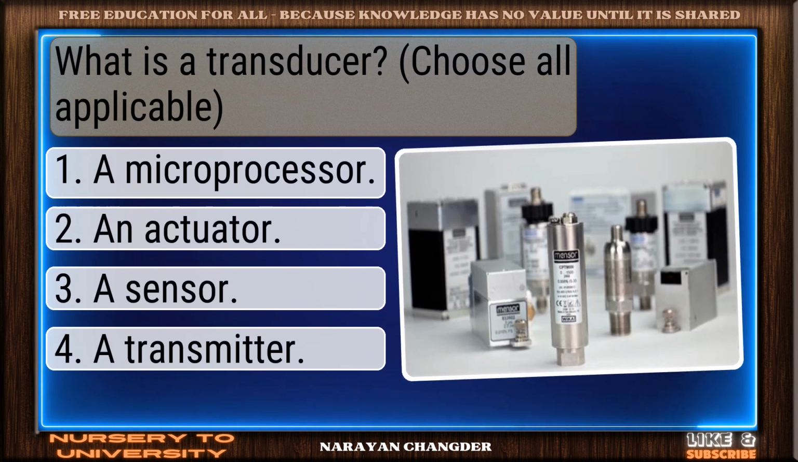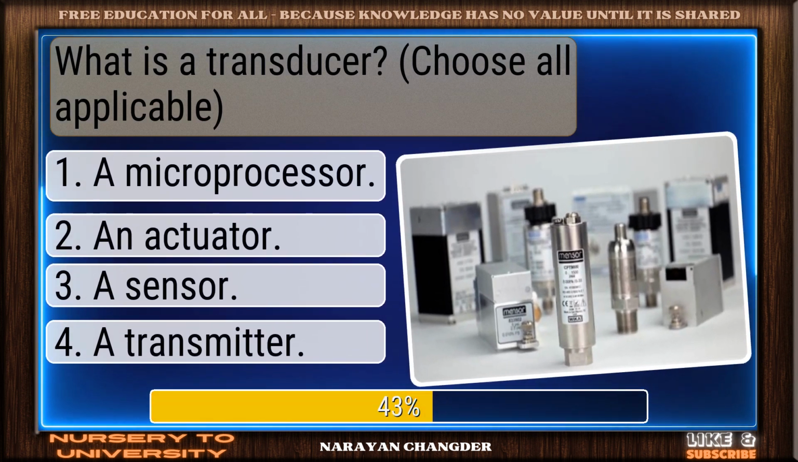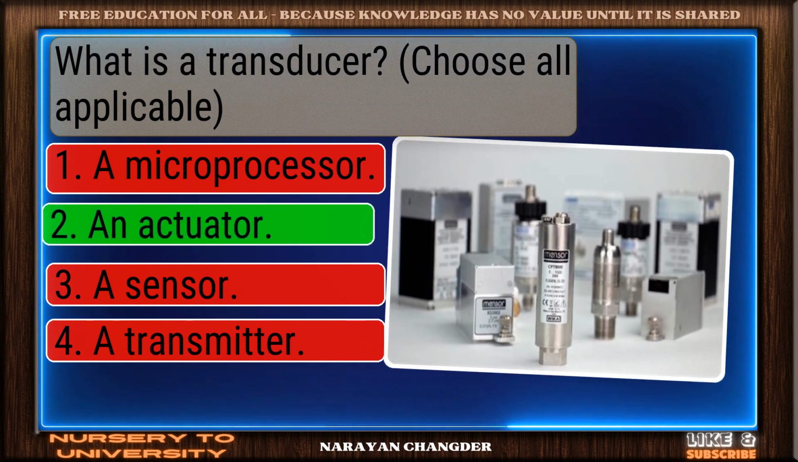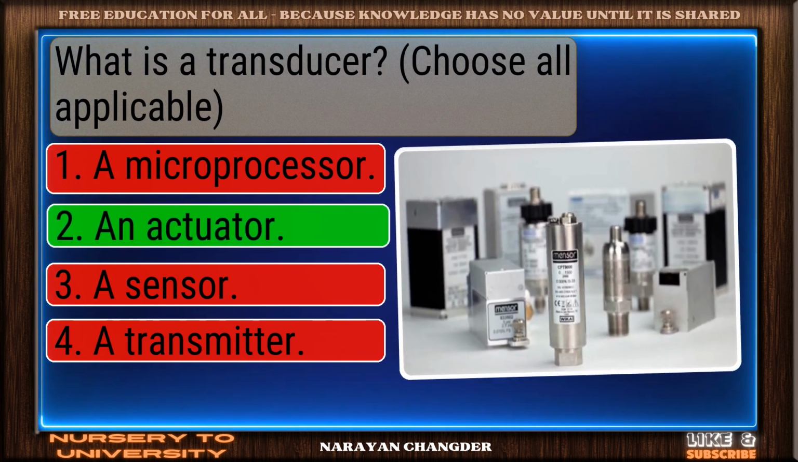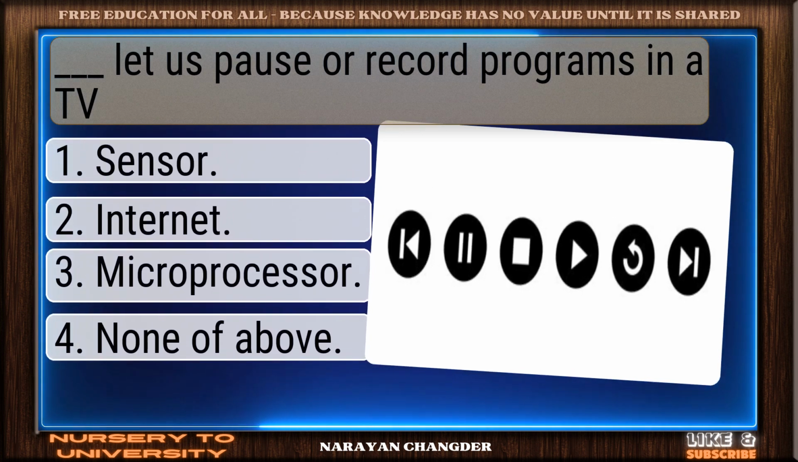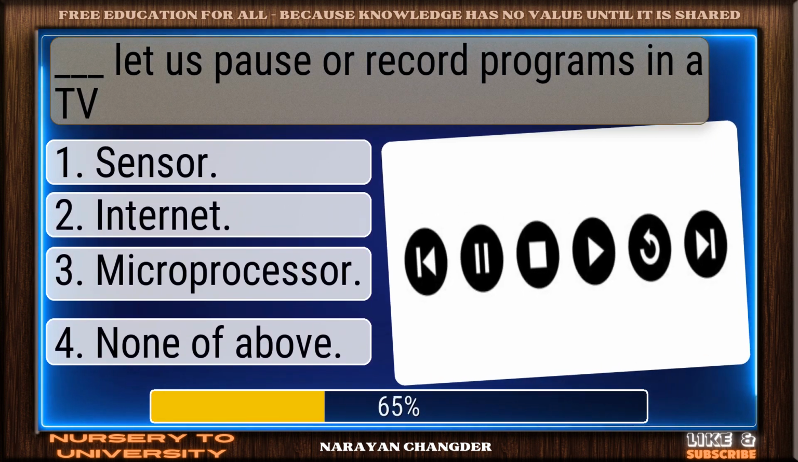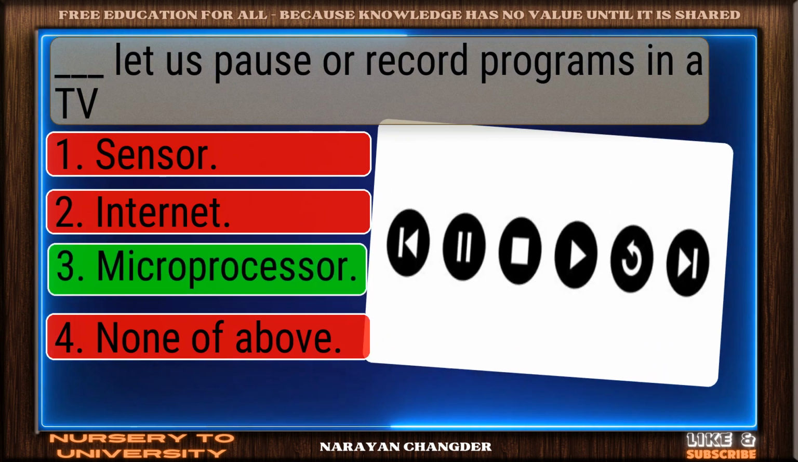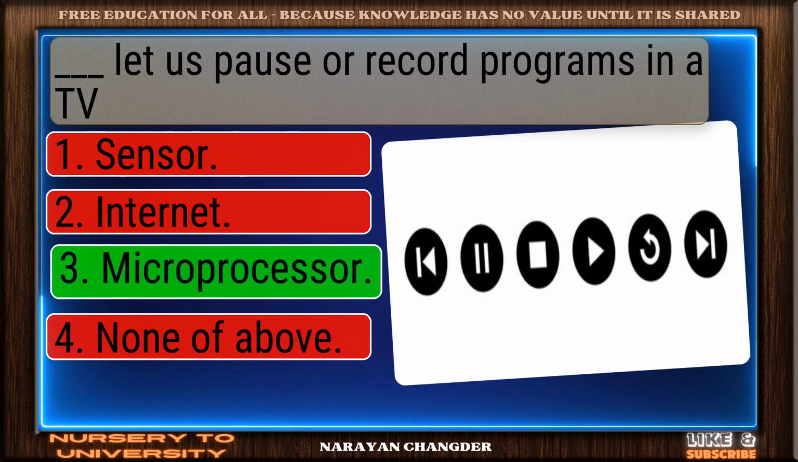Question number 17. What is a transducer? Excellent. An actuator is a brilliant choice. Question number 18. Dash lets us pause or record programs in a TV. Exactly. Microprocessor makes sense and it is the right choice.